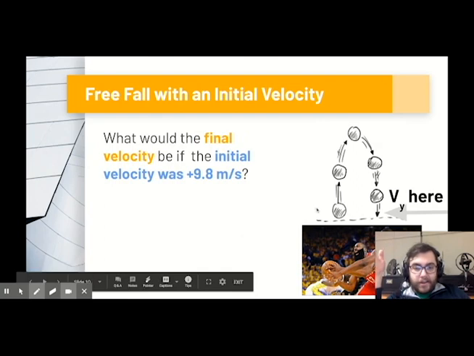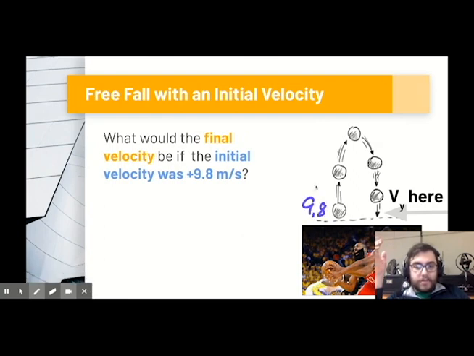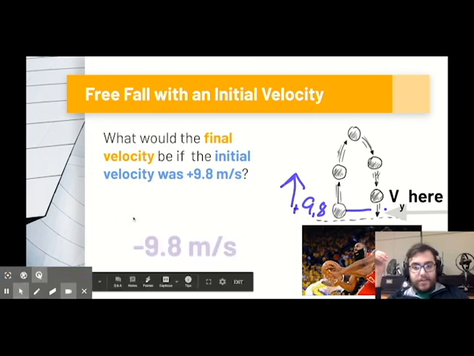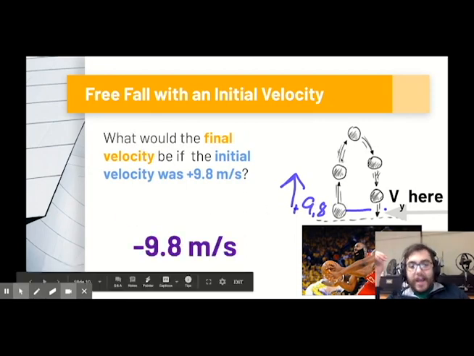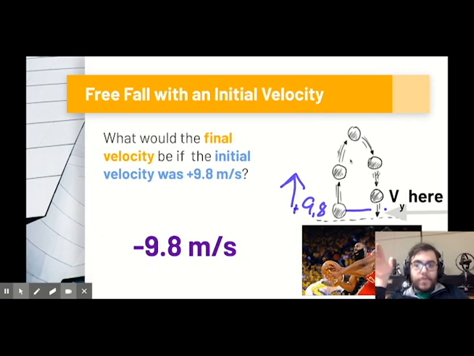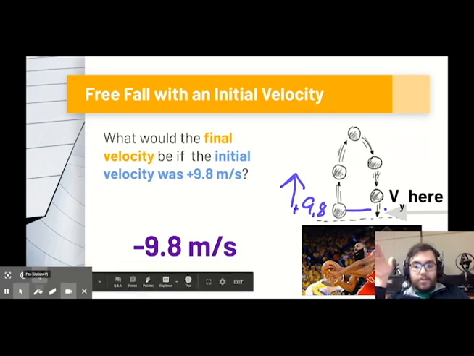So what we're saying right here is initially it was 9.8 going up, and then it comes back down, and just before it hits the ground, at the exact same point that it got thrown up from, we want to figure out the velocity there. So all you have to do is look at it. The height is the same. So if the height is the same here, then this is negative 9.8. So if the height at any point is the exact same, it will be the same magnitude.